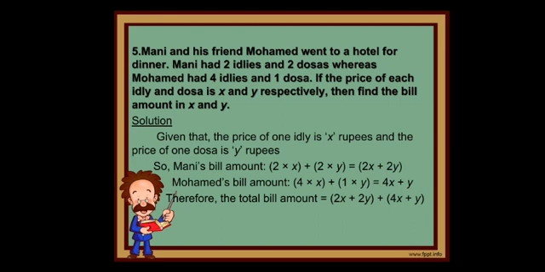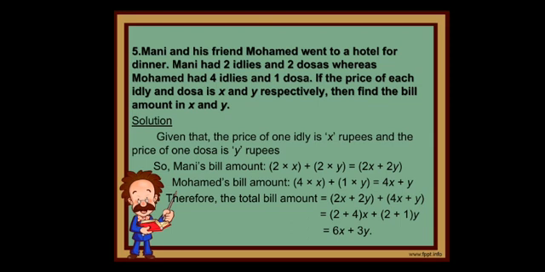So you know, to add two algebraic expressions, first group the like terms. 2x plus 4x will be 2 plus 4 into x. Then 2y plus y will be 2 plus 1 into y. So this will be 6x plus 3y. This will be the total bill amount.